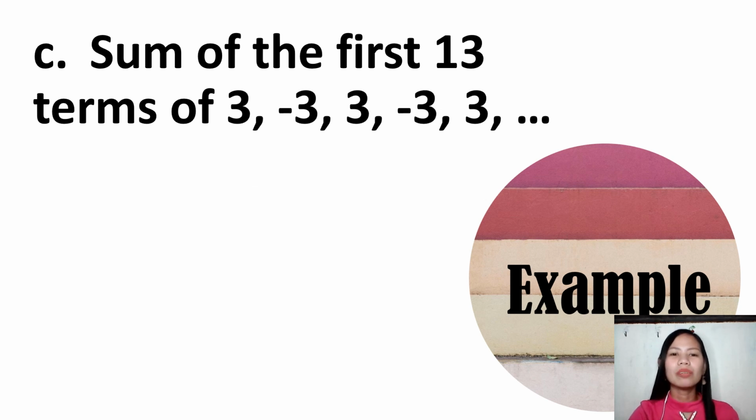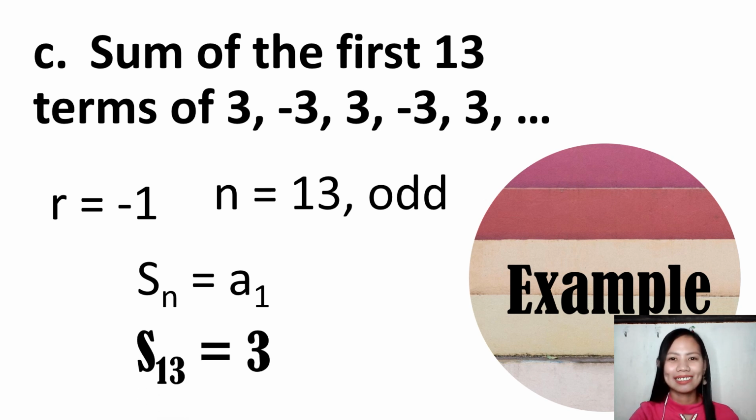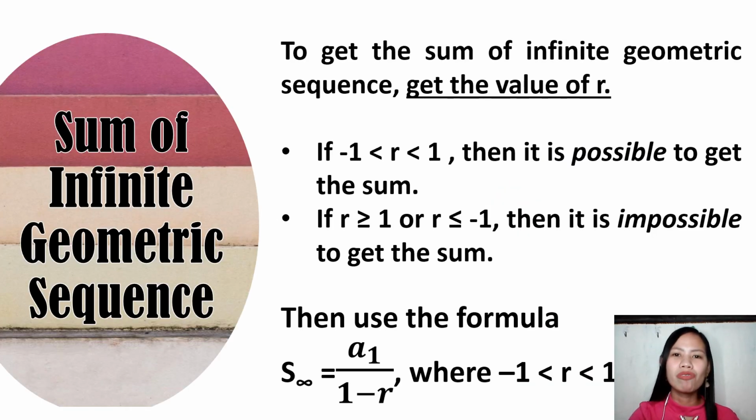So, letter C, sum of the first 13 terms of 3, negative 3, 3, negative 3, 3. 13 terms. The common ratio here is negative 1 and the number of terms is 13 and it is an odd number. So we will use S sub n equals A sub 1. So S sub 13 is equal to 3. I hope you understand the three easiest conditions in finding the sum of the terms of a finite geometric sequence. So let us now move on to the sum of the infinite geometric sequence.